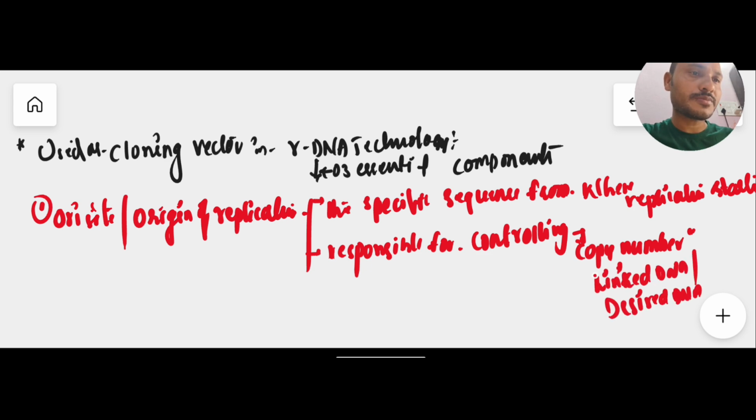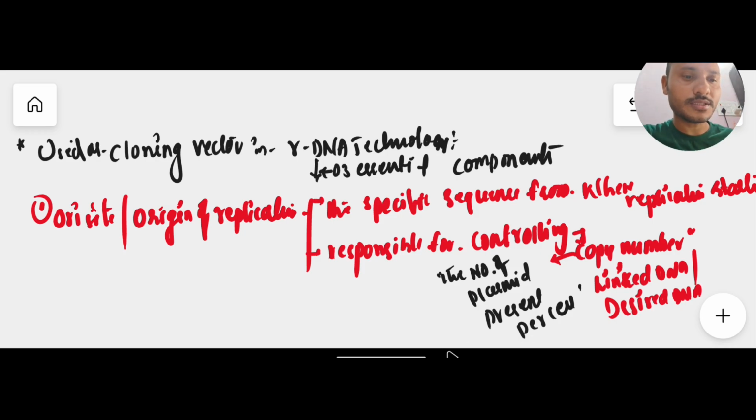Here, copy number means the number of plasmids present per cell. This copy number is under the control of the ORI site.